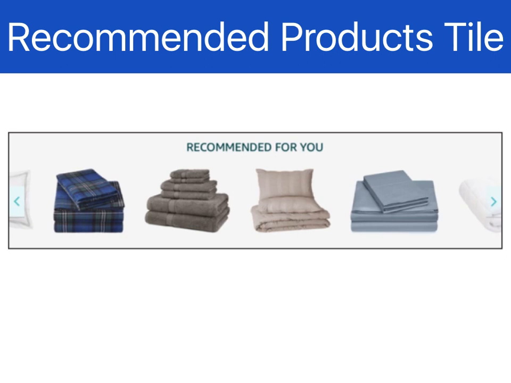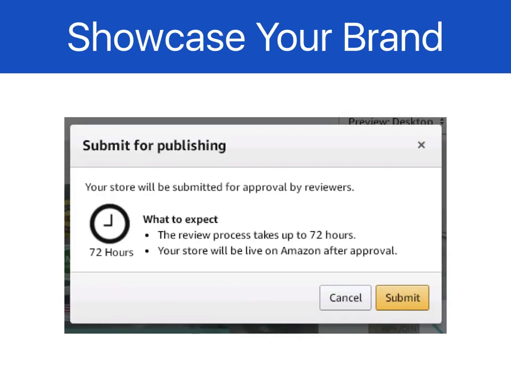So there you go, all the content tiles that you can add to your Amazon storefront. Now, once you have uploaded all the images, videos, and text you want to include in your storefront, it's time to submit it for approval. Here's a screenshot of me submitting it for publishing. The review process, as mentioned by Amazon, will take up to 72 hours for approval. Pretty standard procedure. If you agree with it, just click the submit button.